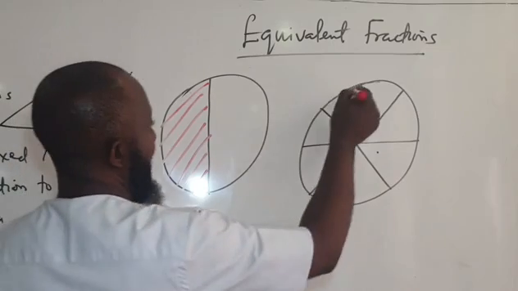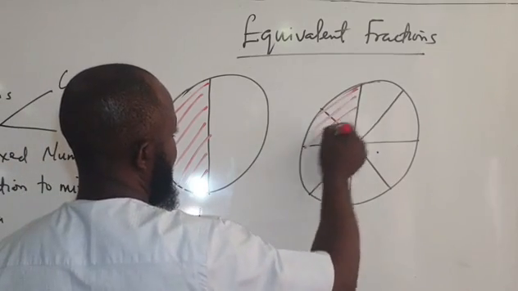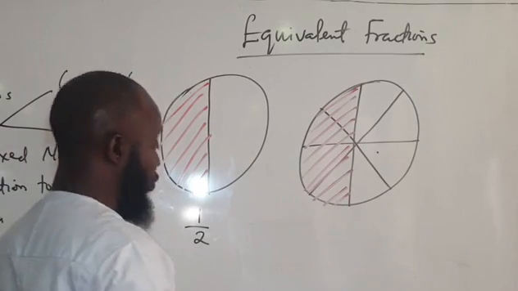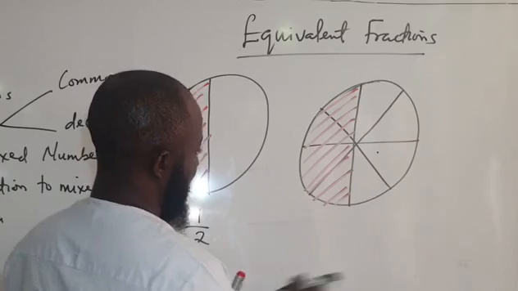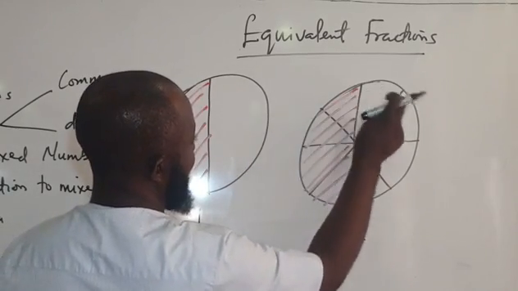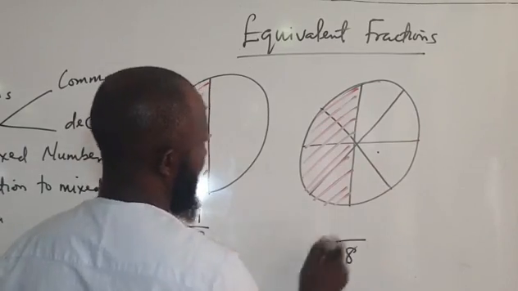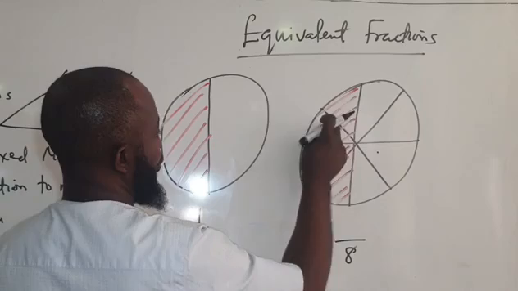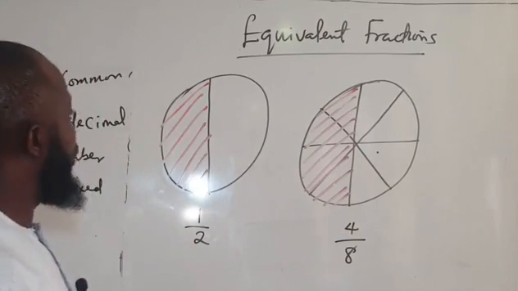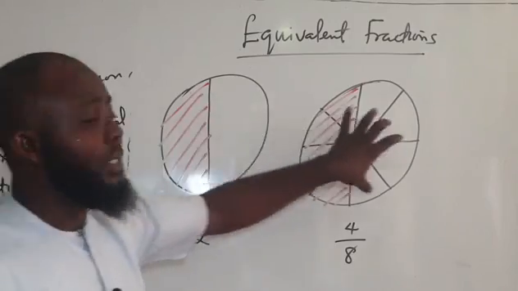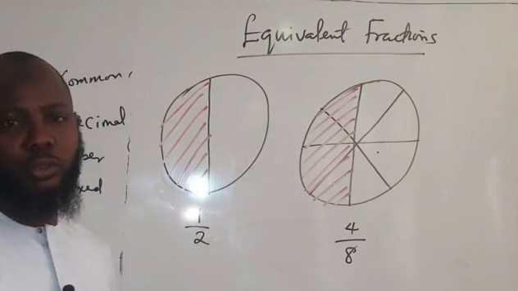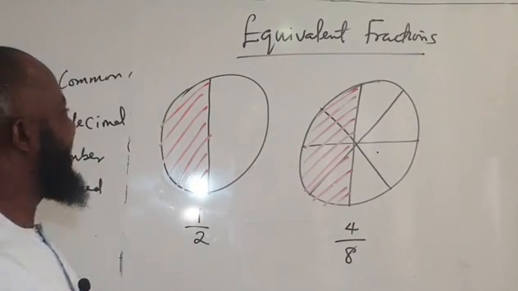Here, I've shaded these parts. Now, the question is that this has been divided into how many? 1, 2, 3, 4, 5, 6, 7, 8. That is 8. And I've shaded how many? 1, 2, 3, 4. I shaded 4. Am I with you? If you look at this diagram and this diagram, you notice that I've shaded the same portion. I've shaded what? The same portion.